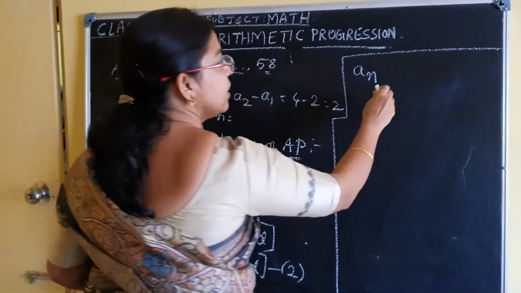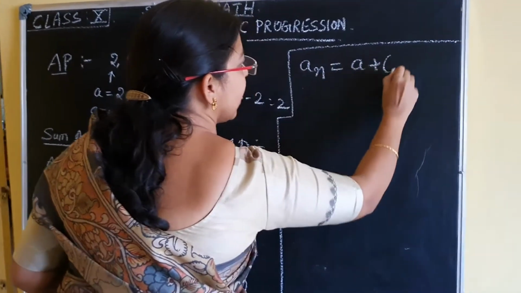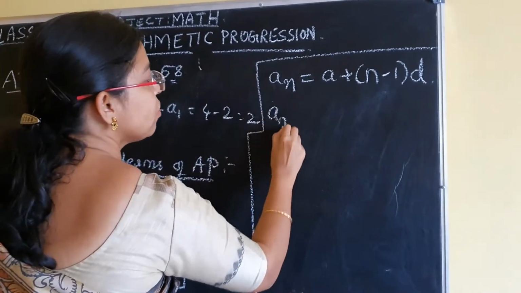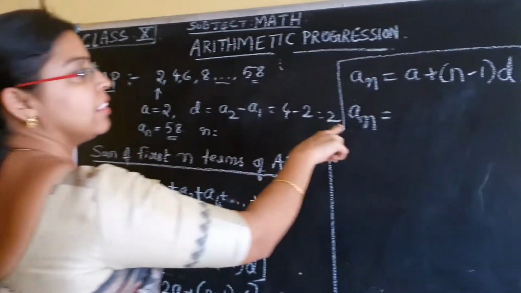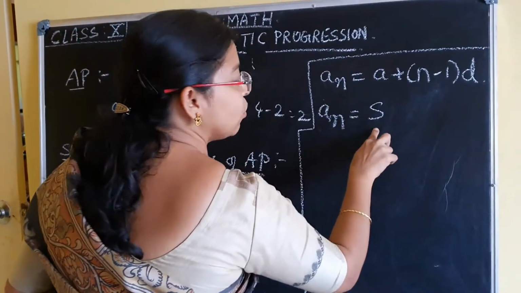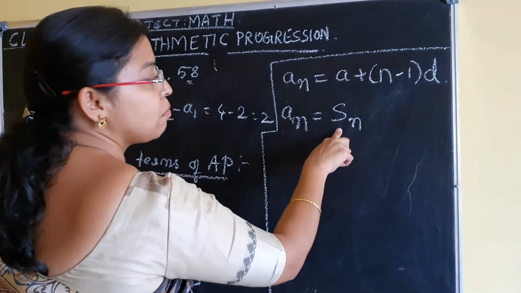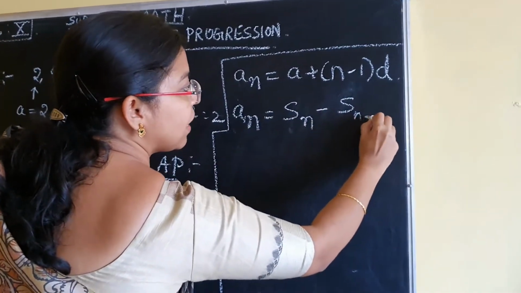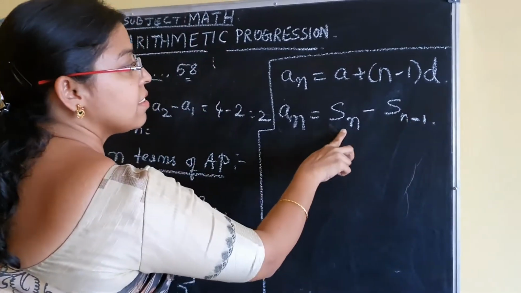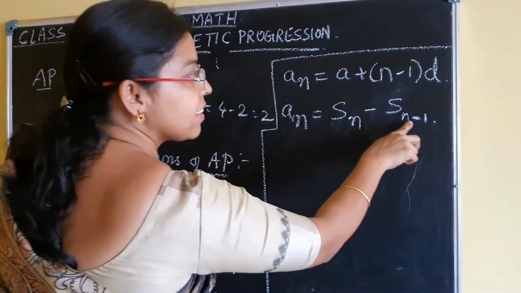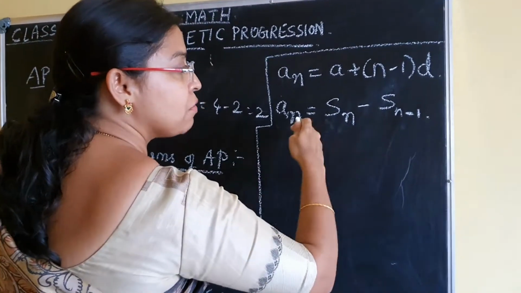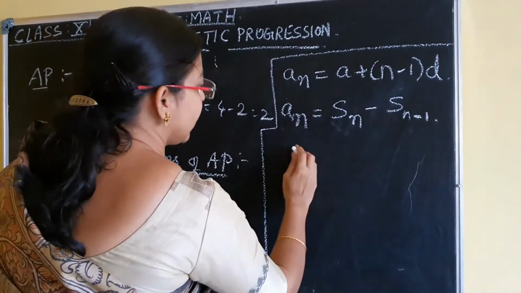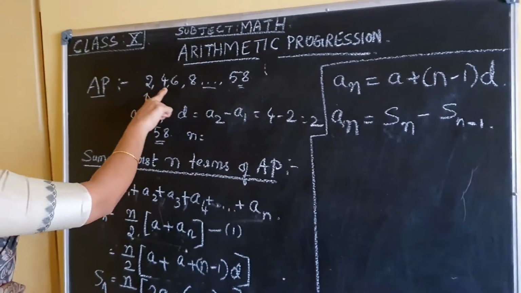We know that the nth term is given by a plus n minus 1 into d. We can also get the nth term by this formula, since we now know what Sn is, that is the sum of first n terms: an equals Sn minus S of n minus 1. What is this? Sn is the sum of the first n terms. S n minus 1 is the sum of the terms just up to the previous term before the nth term. For example, in this case 2, 4, 6, 8.